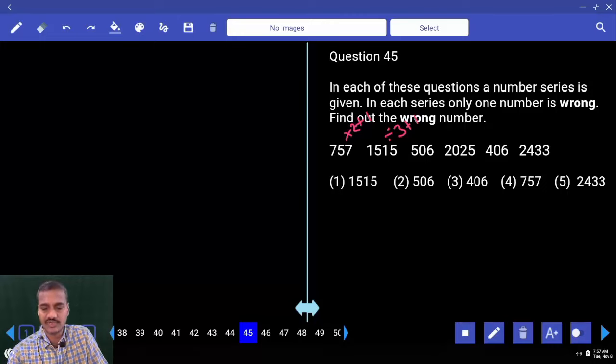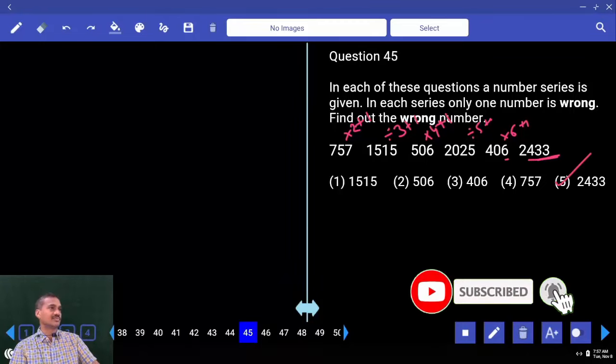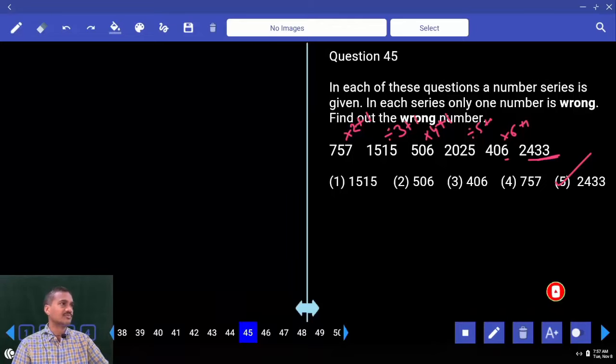And next one, 505 into 4 plus 1. Next, it must be divided by 5, plus 1. Next one must be into 6 plus 1. Now 6 into 6, 36 plus 1, the last digit must be 7. And the wrong number is 2433, choice 5, question number 45. Done with this paper, paper number 128.